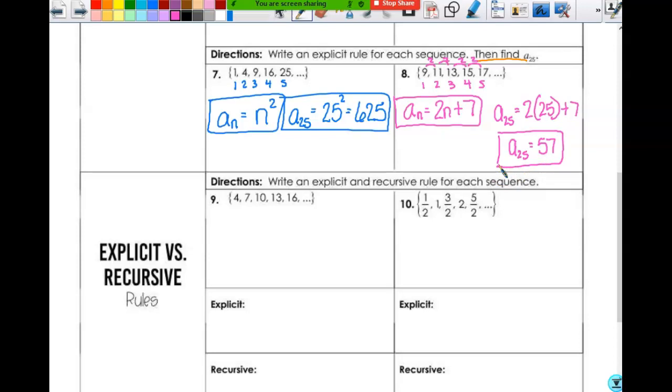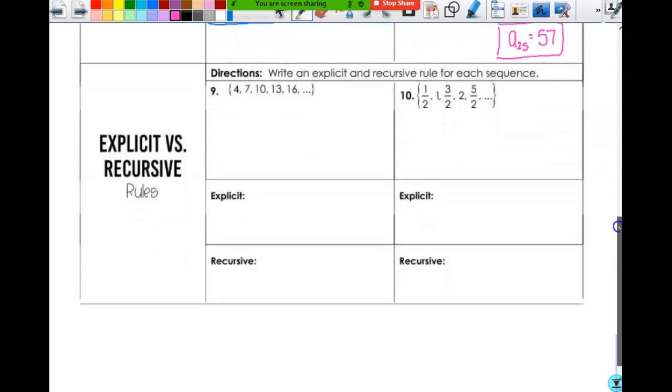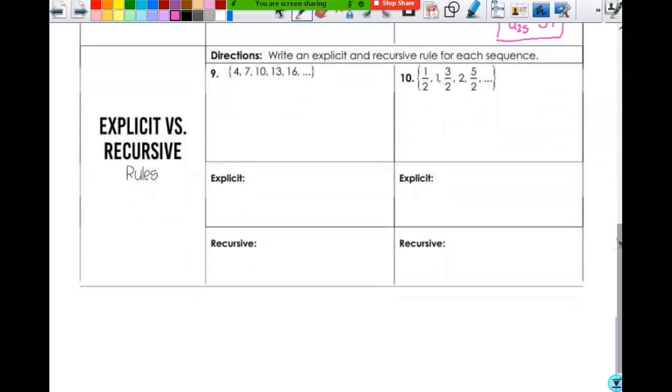Okay, so now we have these two sequences, and we want to write a recursive and an explicit rule for each. The recursive is usually a little easier to write, so we'll write that one first because that can help us. So here, what am I adding each time? 3. I'm adding 3 each time. So that means that for my recursive, I really only have to give the first term. That's 4. Then a sub n is going to be the term before it, so that's a sub n minus 1, and I'm just adding 3. And since I gave the first term, then n has to be greater than or equal to 2. There's my formulas.